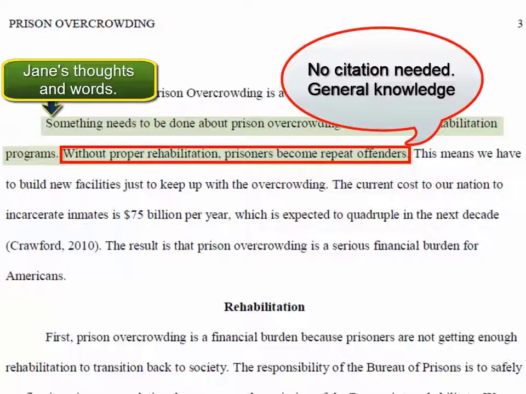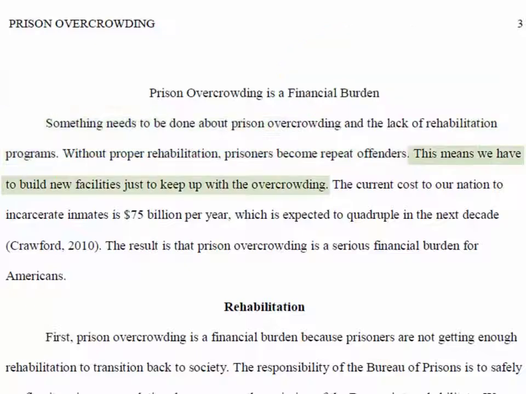Jane's statement is probably an example of general knowledge, which is something Jane, and most adults in America, probably knew before even beginning the paper. The high rate of repeat offenders is a generally accepted and unfortunate fact we know. Next sentence: This means we have to build new facilities just to keep up with the overcrowding. Again, these are Jane's words.